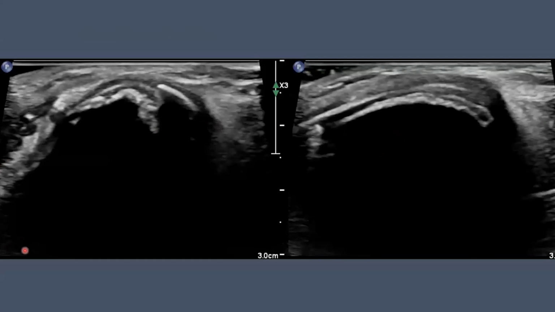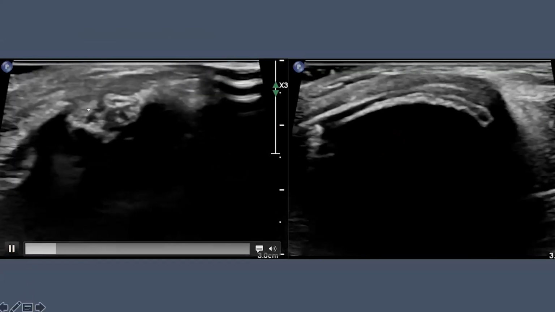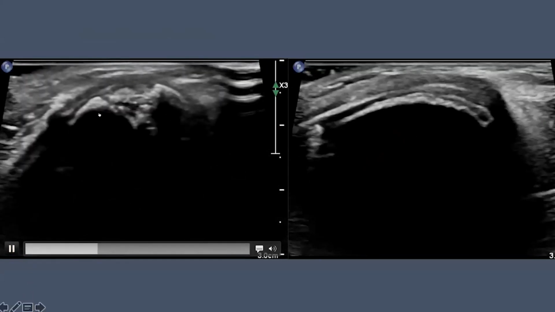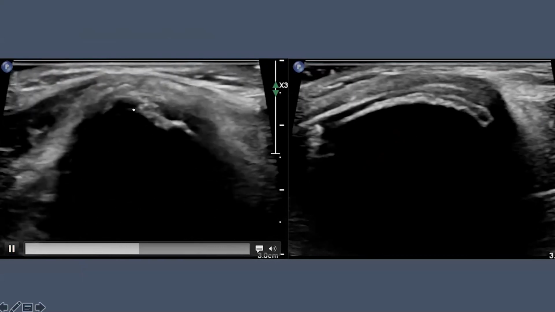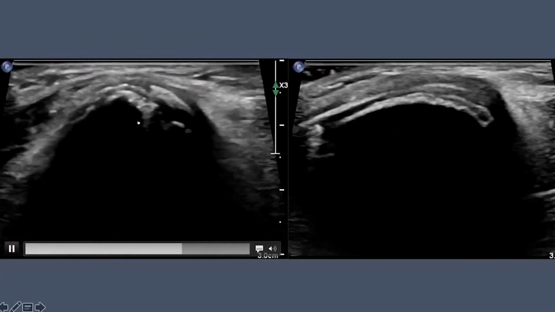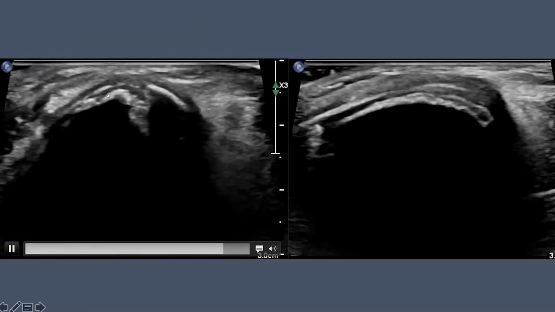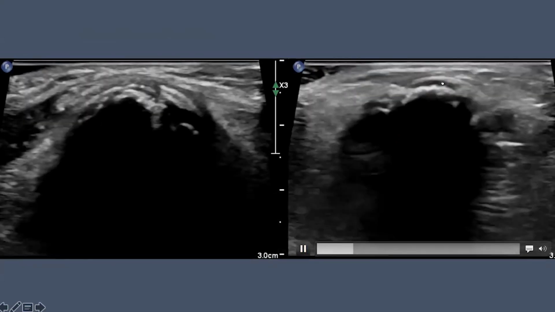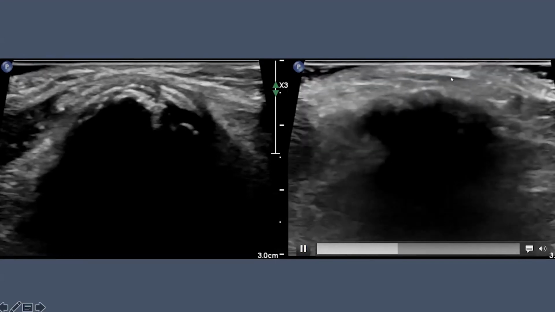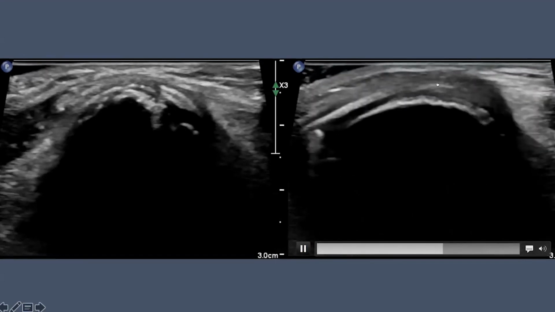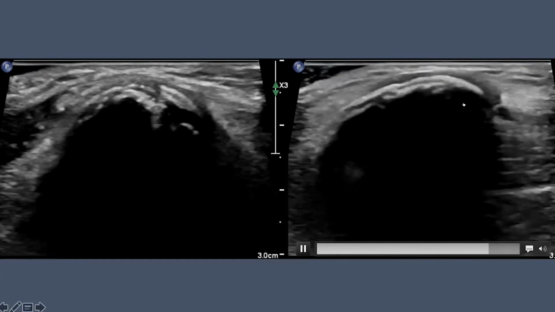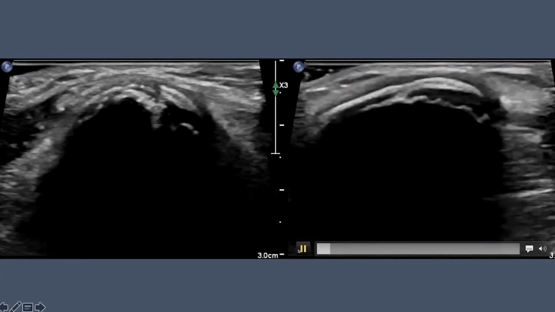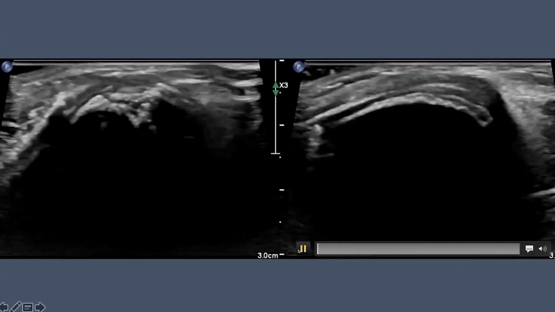So these are just cine clips. We can see the symptomatic side showing significant subchondral irregularity and significant uncovering of the subchondral bone. Whereas on the contralateral normal side, we see this curvilinear echogenic structure, that is the apophysis. And again, the underlying subchondral bone, which is not as irregular as the symptomatic side.